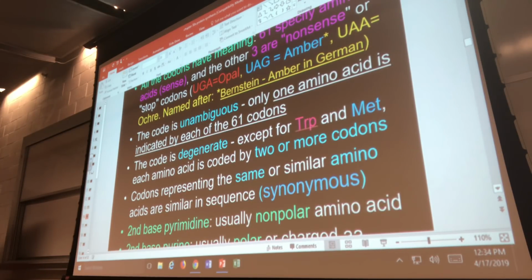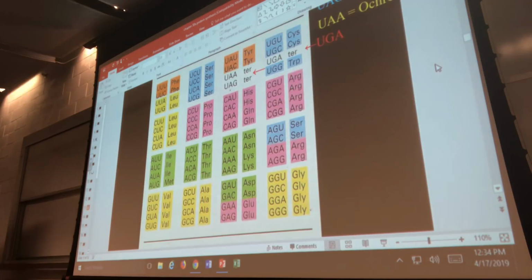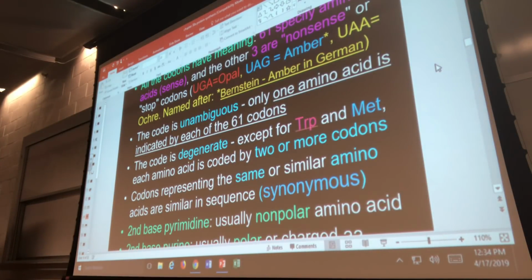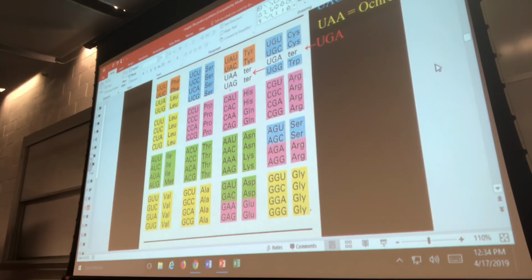Other vocab terms. Unambiguous. Sometimes people get the phrase degenerate and unambiguous mixed up, so let me go back to the table to describe unambiguous. The phrase degenerate, again, means for one particular amino acid, you can get multiple codons that code for it. The phrase unambiguous means each one of these codons, when you look at each codon individually, will only be able to code for a maximum of one amino acid. Okay, so be very careful.